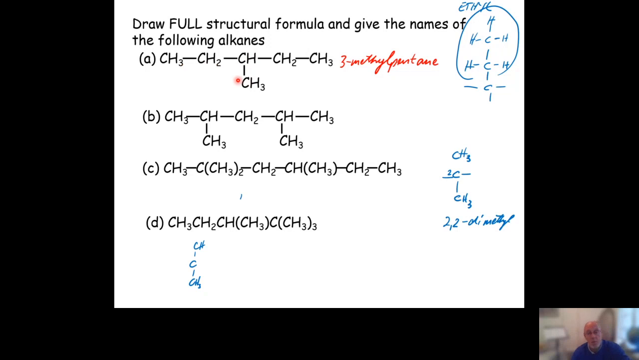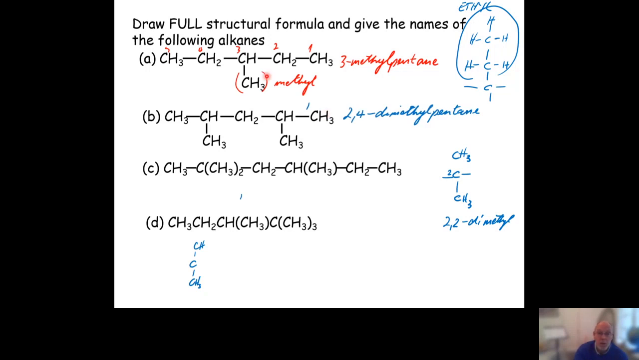Now, I know I've drawn abbreviated formula here. You really should go and draw the full structural formula. I think I've done them on the next slide as well. This one, what's it going to be? Well, I reckon we're looking at a 2,4-dimethylpentane. 1, 2, 3, 4, 5, pentane, 2,4-dimethylpentane.